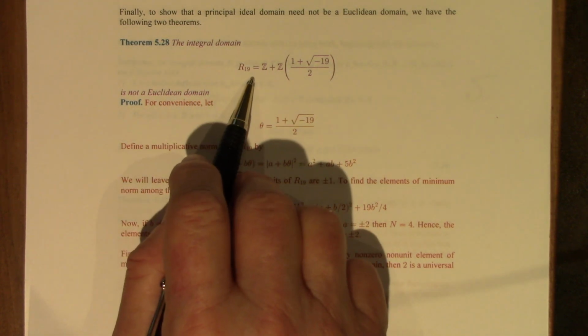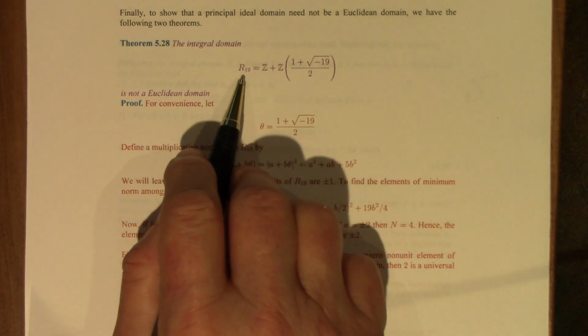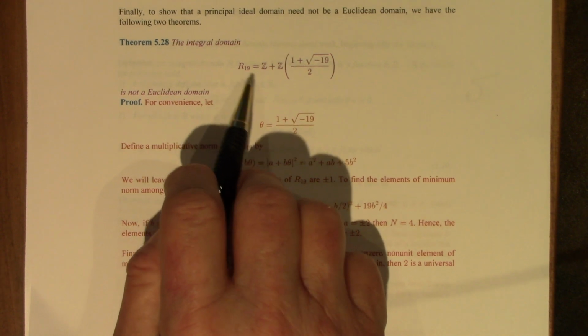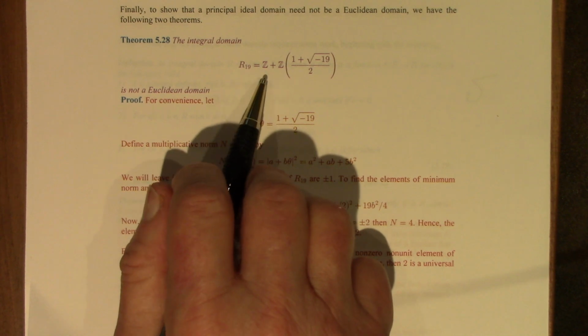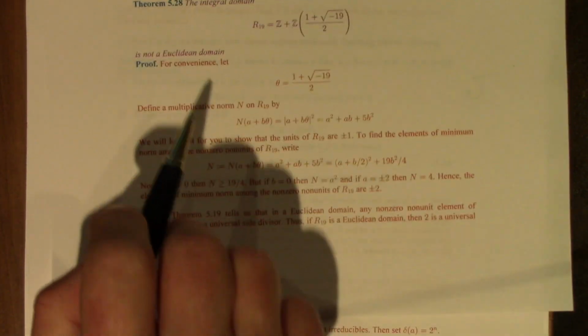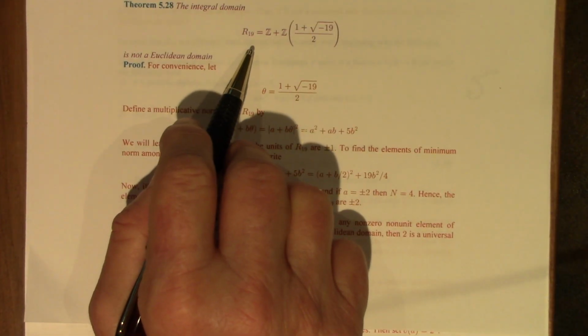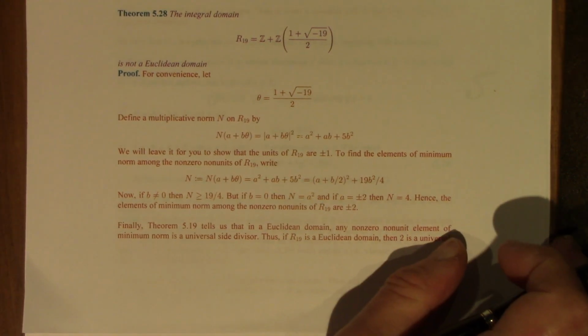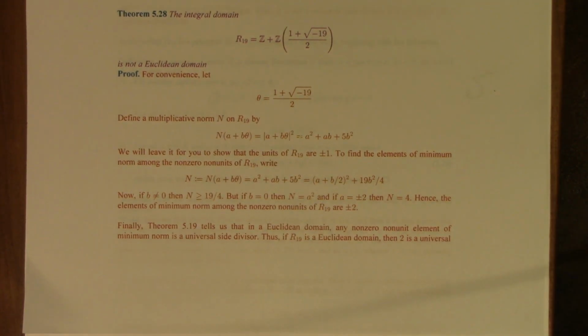This integral domain, which for want of better notation I'll call R19, is not a Euclidean domain. And this is going to be the easier part of the explanation. We have to show that it is a principal ideal domain. That's going to be a little trickier. So, as to why this is not a Euclidean domain, we can use universal side divisors.